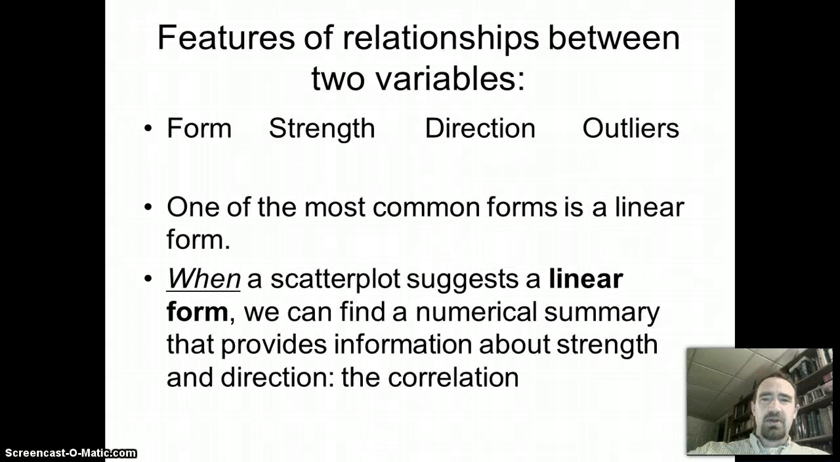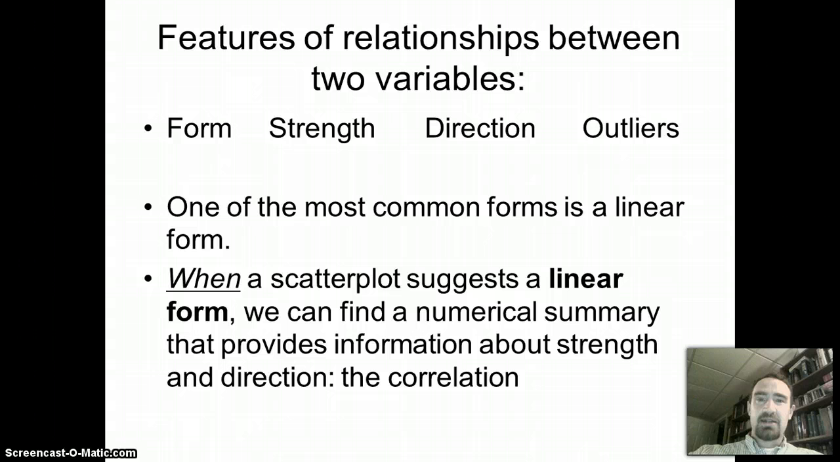We've been looking in this unit at relationships between two variables and a lot of their features: form, strength, direction, outliers. We've noted that it's really important to determine a relationship's form before you think about these other things. One of the most common forms that we're going to look at through the rest of this unit is linear form.